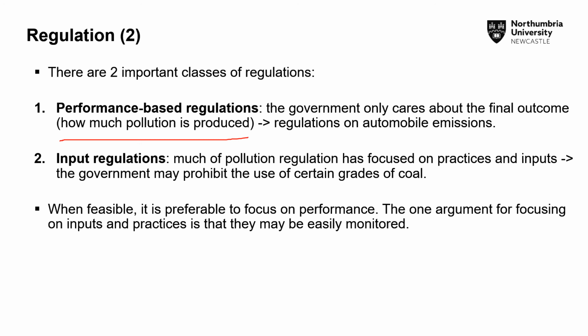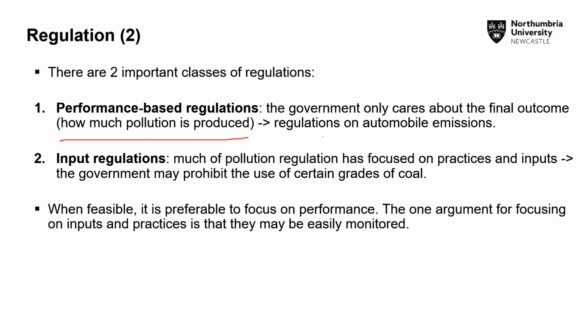So for example, 10 units of CO2 can be produced per litre. If a car of a specific make produces more than that, let's say 15, then the manufacturers have to optimize the production process or the combustion process in order to reduce CO2 emissions. So this is the outcome. They regulate a specific outcome. These are performance-based regulations.